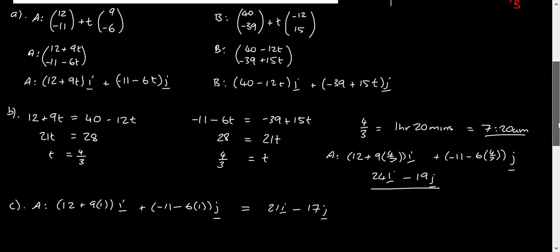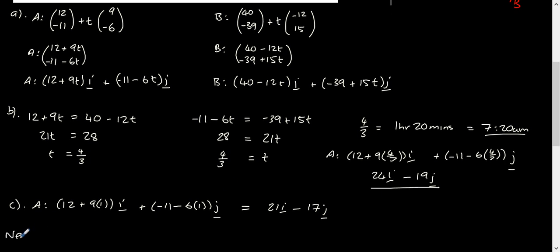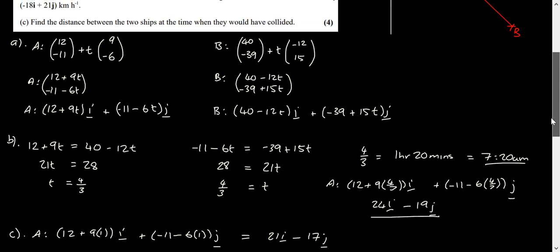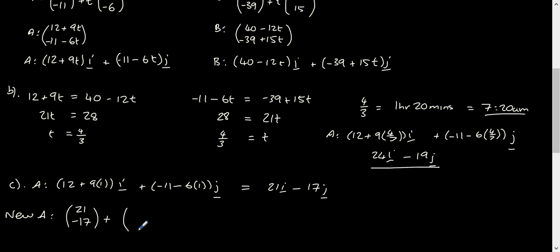Now that means we need to set up a new equation for A. Now that new equation for A is given by the position vector of where it was, 21i minus 17j, when it realized it was going to collide, and then its new velocity, the new course it's plotting, so minus 18i plus 21j, and that's going to be multiplied by the number of hours that it's traveling on its new course. All right? So this is the new equation for A after 7 a.m.